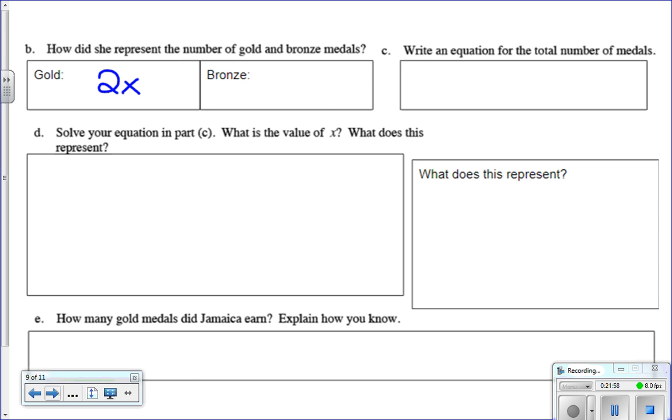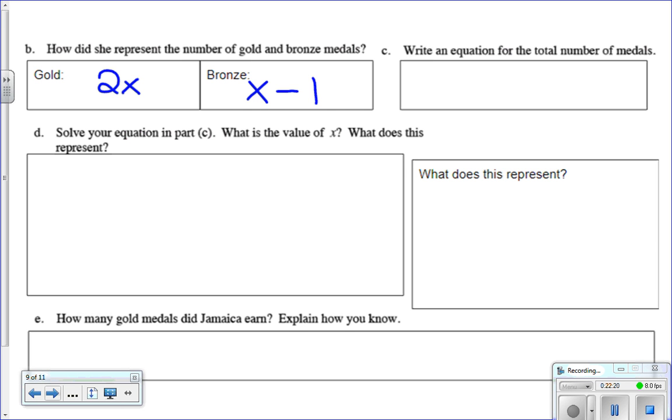Okay, how did she represent the bronze medals? Caleb. She did x minus 1. Notice, too, that she didn't say x times 2 or 2 times x. She just did 2x. So anytime we multiply in these, we want to just write it as the number next to the variable, because otherwise it might get mixed up in our equation.